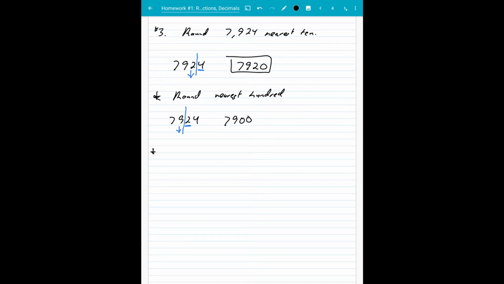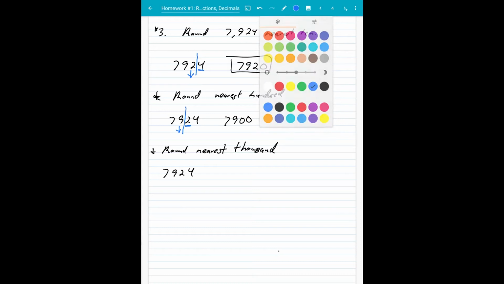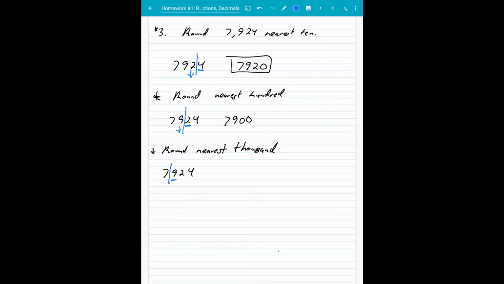What if it said round to the nearest 1,000? 7,924. Nearest 1,000 would be the 7. So this is our dividing line. This number tells us to round that up. So that number would then be rounded to 8,000. So that's how to round with different place values if your numbers are whole numbers. All tens, hundreds, and thousands.